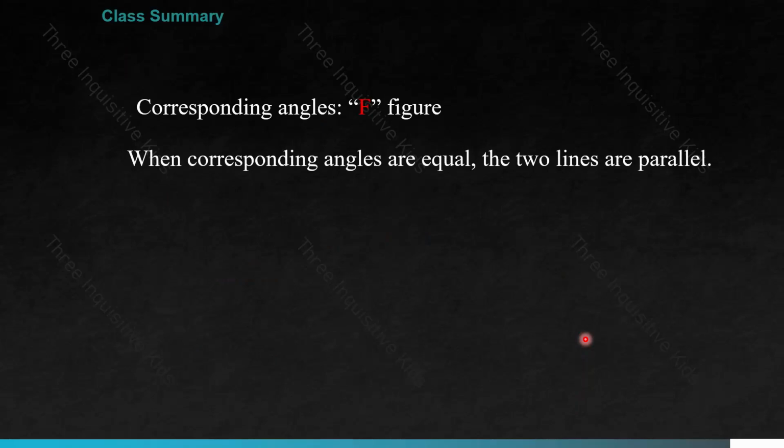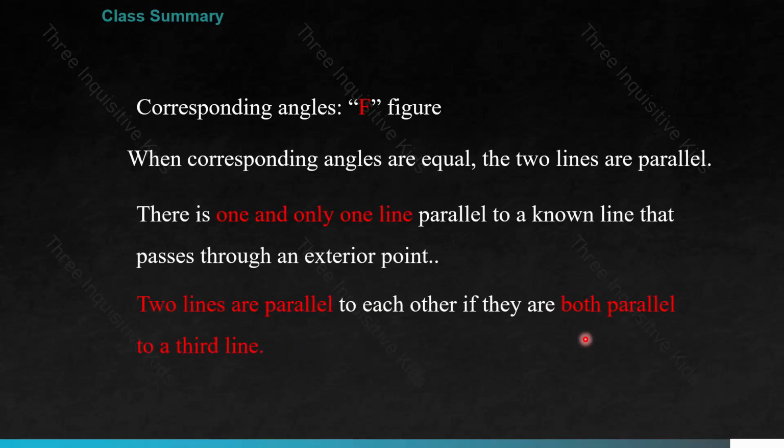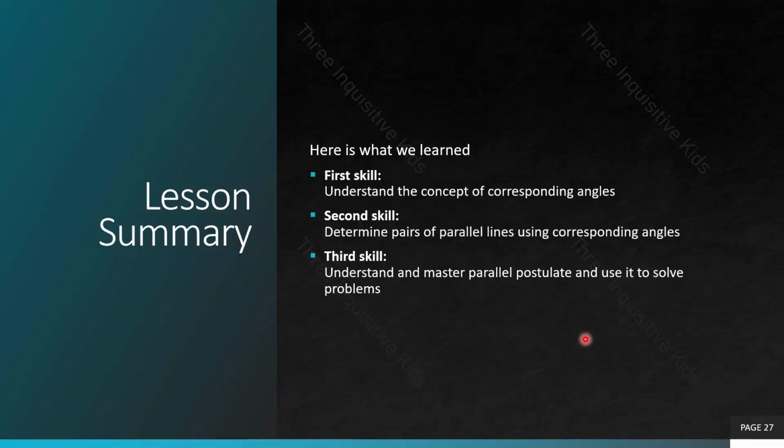Class summary. We learned that when we find corresponding angles, it's often in an F figure. And when corresponding angles are equal, two lines are parallel. There is only one and only one line parallel to a known line that passes through an exterior point. Two lines are parallel to each other if they are both parallel to a third line. Again, today we understood the concept of corresponding angles. We determined pairs of parallel lines using corresponding angles, and we understood and mastered the parallel postulate and used it to solve problems.